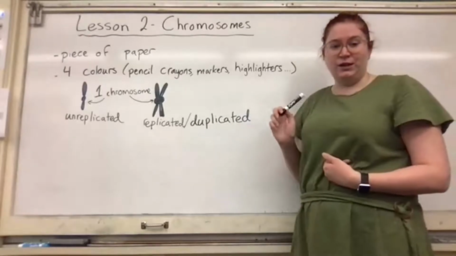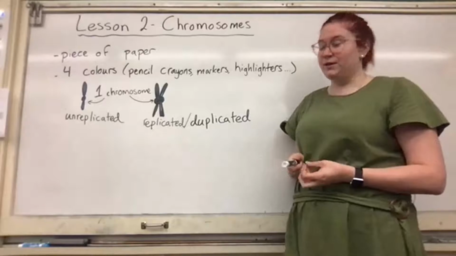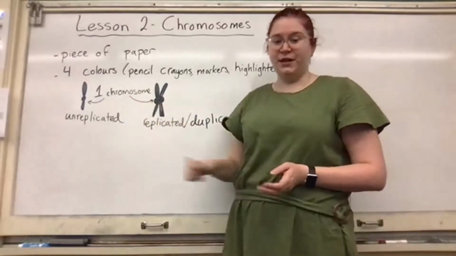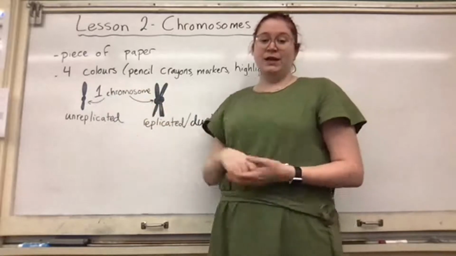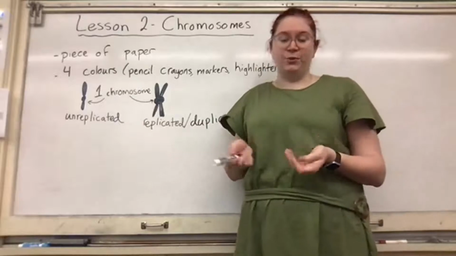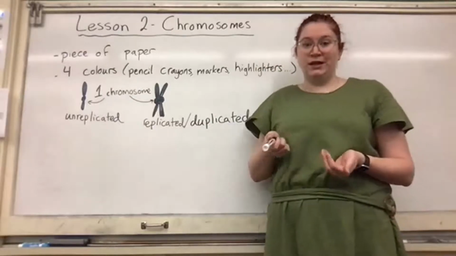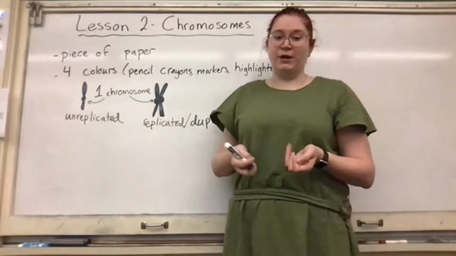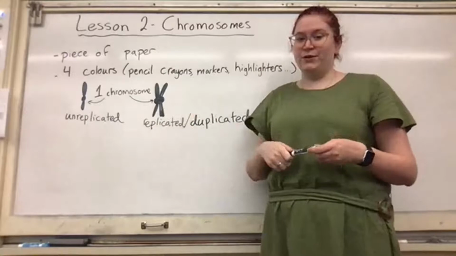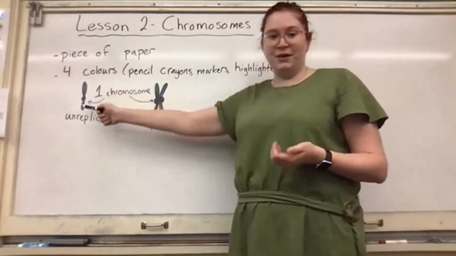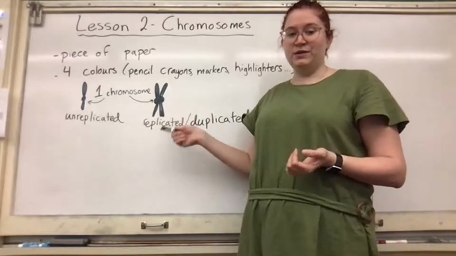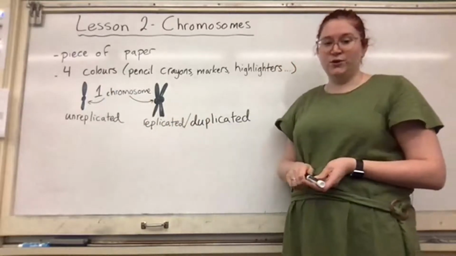So just something to make sure everybody knows before I start is you can have a chromosome that looks like this. This is an unreplicated chromosome. It is what the chromosomes will look like in your body cells before duplicating in interphase, so before mitosis or meiosis. And then right at the end of interphase, right before mitosis or meiosis, this chromosome makes a copy of itself, but it's still attached, that copy. So this is called a replicated or a duplicated chromosome.